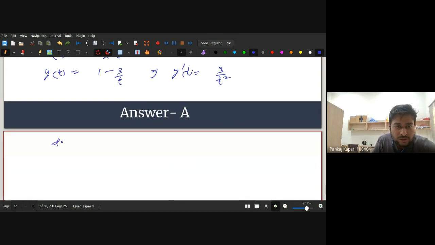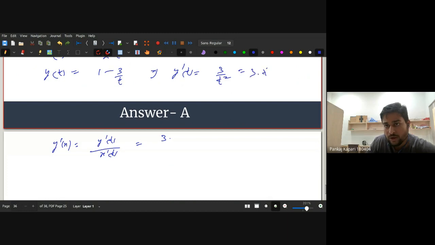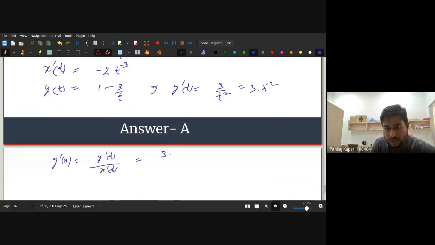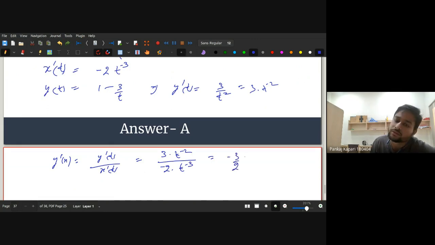So what is dy by dx, or y prime of x? y prime of x, which is dy by dx, is equal to y prime t divided by x prime t, and that is equal to 3 times, so this you can write as 3 times t to the power minus 2, divided by minus 2 times t to the power minus 3. So at the end we'll have minus 3 by 2 times t.